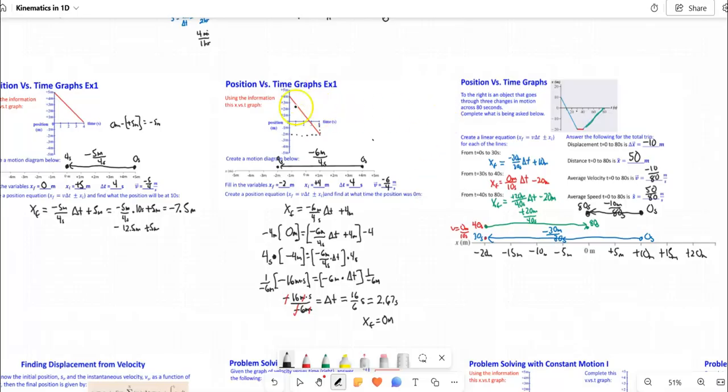If you read something, you could create a position versus time graph. You could create a motion diagram. You'll be given variables, and they usually ask you for something. But I want you to learn all of these tools, all three of these tools. Position versus time graphs, motion diagrams, and creating equations from those.